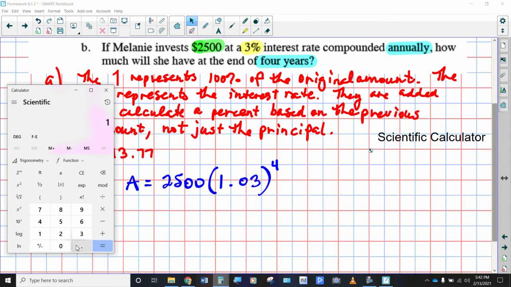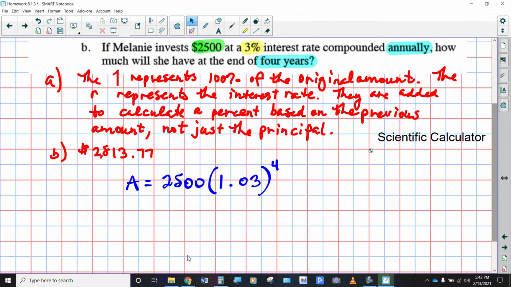On this calculator, I am forced to do the exponent first. So 1.03 raised to the power of 4 gives me that as my multiplier. Then I multiply that times 2,500, and I get the exact same answer. So you could use different calculators. You just got to learn how each one of them operates so that you know that you're getting the correct answer.